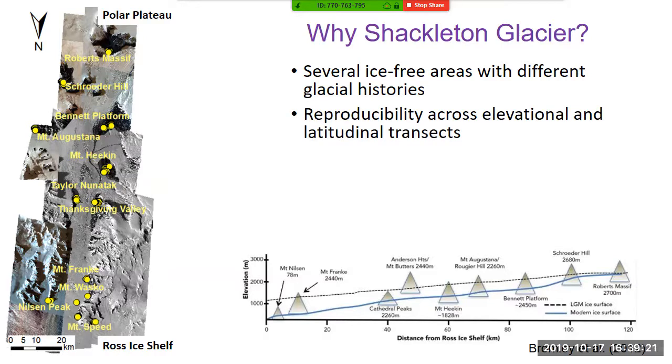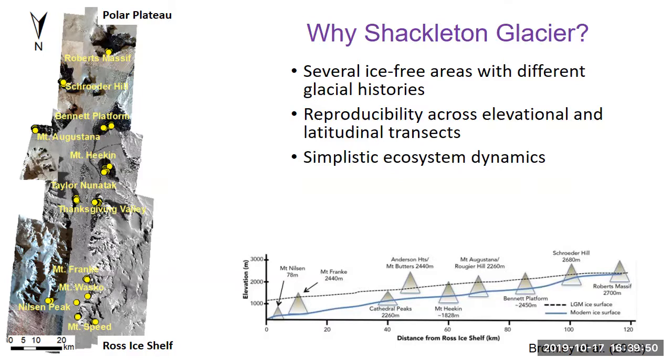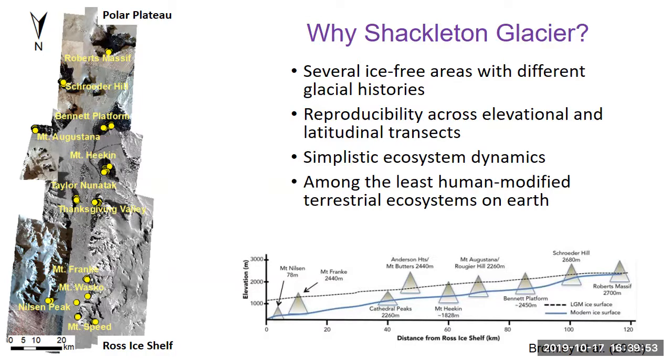We have different reproducibility across elevational and latitudinal transects. So these sites down here are lower elevation, similar elevation. As you move towards the polar plateau, so further south, you end up with sites at higher elevation. But then we also have the benefit of having this latitudinal transect. Looking at Bennett Platform and Mount Augustana, those are at similar latitudes. So those sites have likely undergone similar climatic conditions. As I mentioned in a previous slide, we have simplistic ecosystem dynamics, and it's among one of the least human-modified terrestrial ecosystems on Earth. In fact, it was really cool. Some of these sites, we were probably the only people who have ever been there.